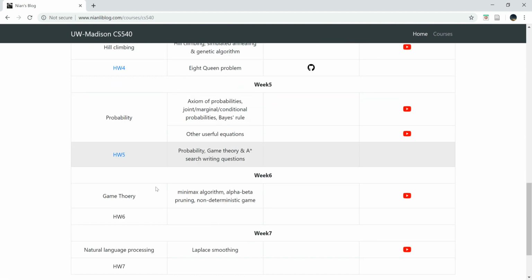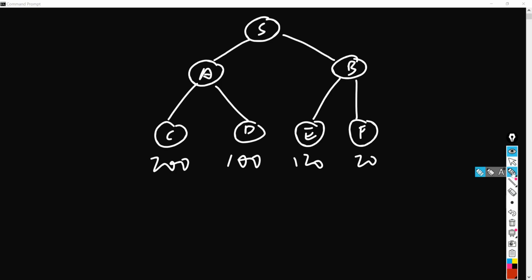So this week in Game Theory, we are mainly talking about minimax algorithm, alpha beta pruning, and non-deterministic game. So let's take a look at this course. Here I've drawn a diagram, a tree. Here is the starting point, and here are the leaf nodes with their own respective values.